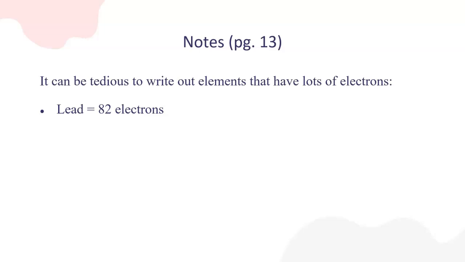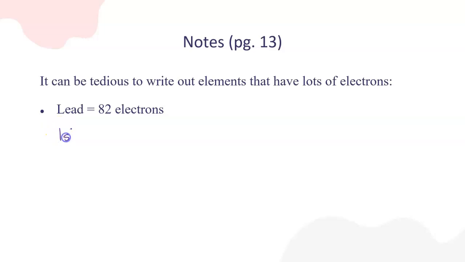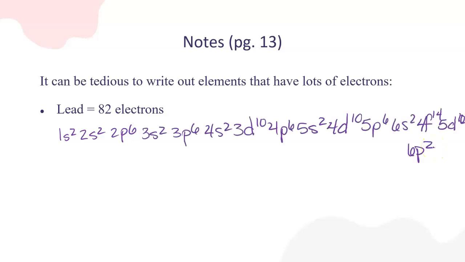It can be tedious to write out elements that have lots and lots of electrons. If we wanted to write out lead, we would look at lead, which is in the 6th row in the p block. We would start at hydrogen, and its full electron configuration would be 1s2, 2s2, 2p6, and so on. You would end up with a long string, so make sure you write small. Sometimes it is a lot to write out all of that, right? Well, there is a shortcut.